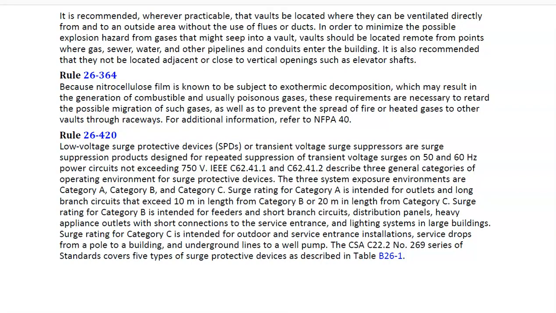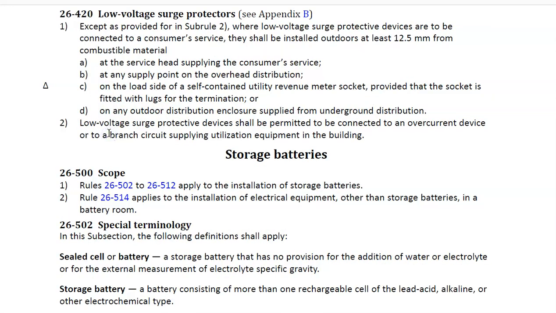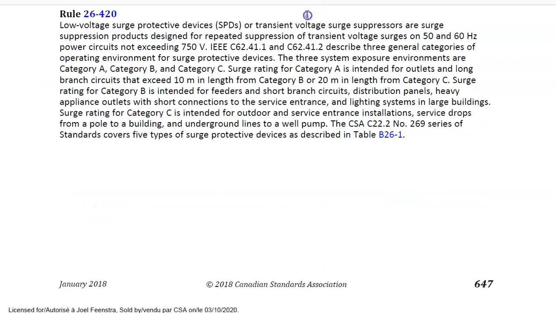If you go into section 26, rule 26-420, low voltage surge protectors, it says, except as provided for in subrule 2, where low voltage surge protector devices are to be connected to a consumer service, they shall be installed indoors at least half an inch, 12.5 mm, from combustible material, and they should be at the service head, the point of supply, and the overhead distribution, the load side of a socket or outdoor distribution enclosure, and they're permitted to be connected to an overcurrent branch or to a branch circuit supplying utilization equipment in the building. It just talks about how we connect those things up.